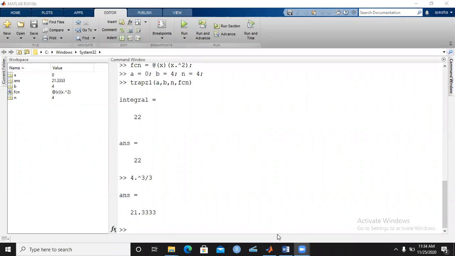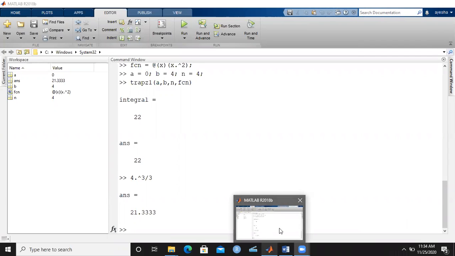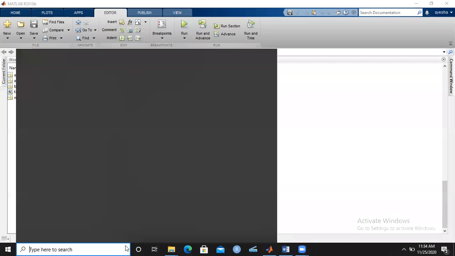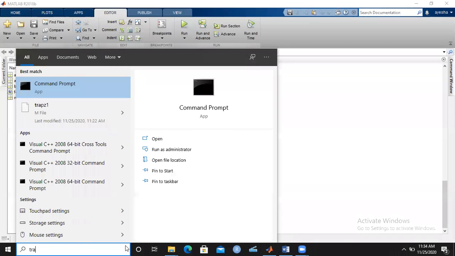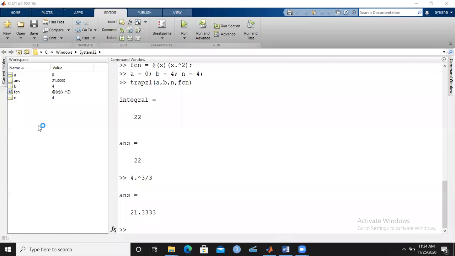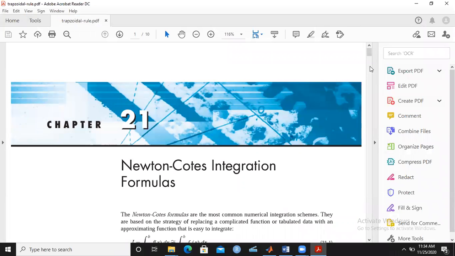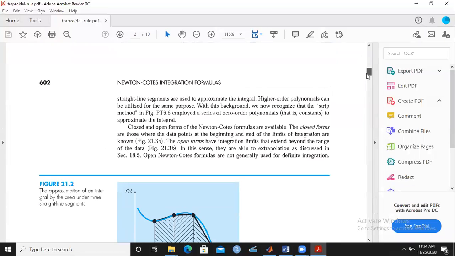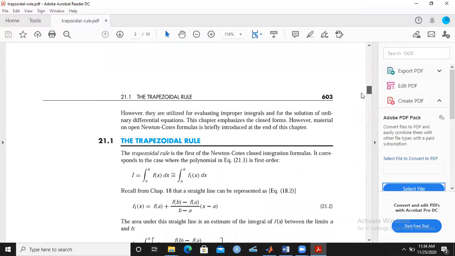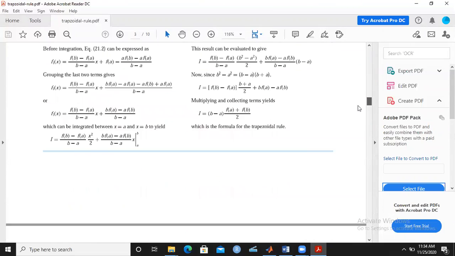Hello, students. Today we will discuss the M files, the MATLAB files for the trapezoidal rule and Simpson's rule. We all are aware that the trapezoidal rule and Simpson's rule are used for numerical integration, right? So let me quickly go through the formula for the trapezoidal rule, and then we will open the M file. We know that it is actually the area under the curve, right?